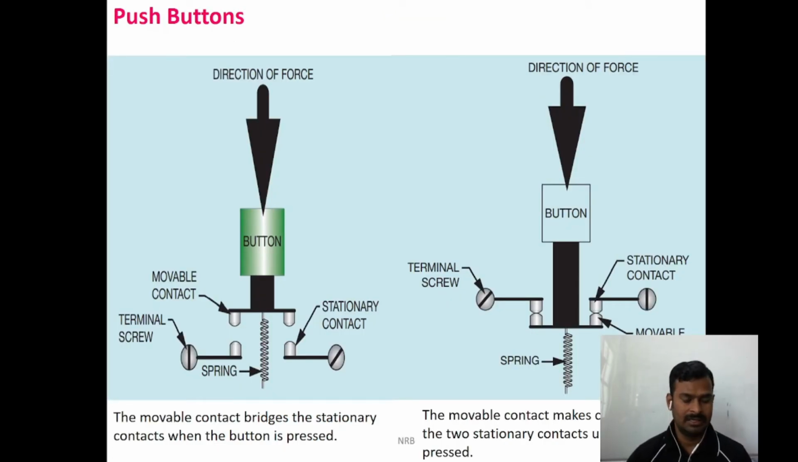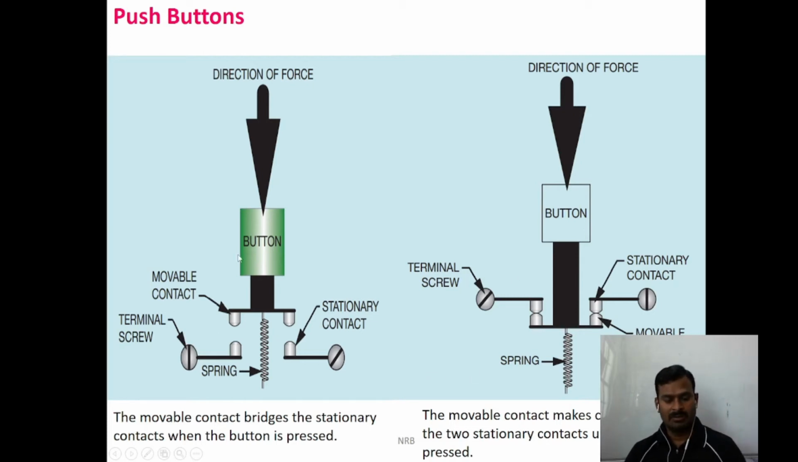Internally, it has a construction like this. We have an input terminal and an output terminal. These two terminals are stationary or fixed terminals, and we have a moving terminal or moving contact which is connected with a spring. You give a force from here, which acts on the button. When the button is pressed, the moving contact comes down and makes an electrical contact, so that the electricity passes through this switch and reaches the load for doing some work.